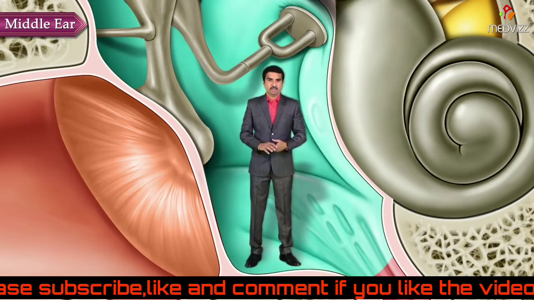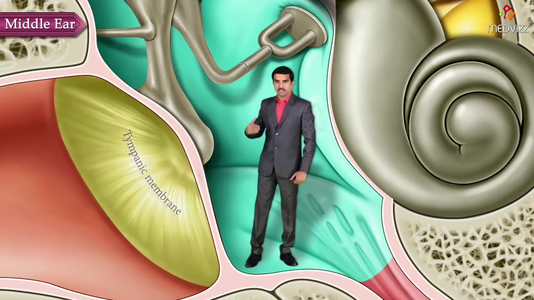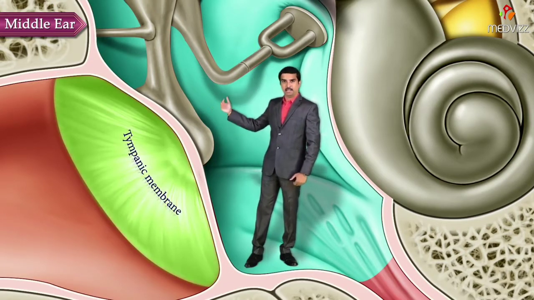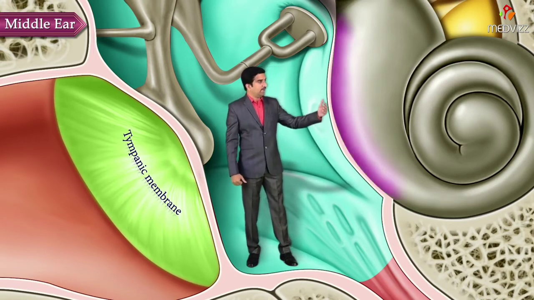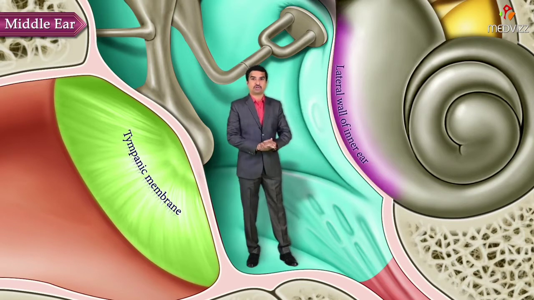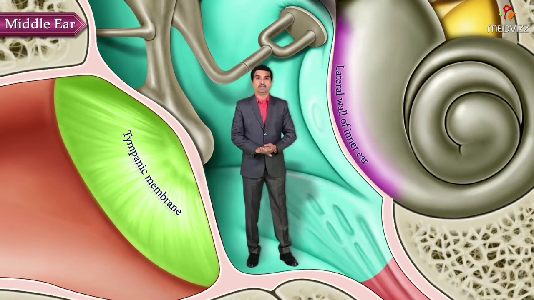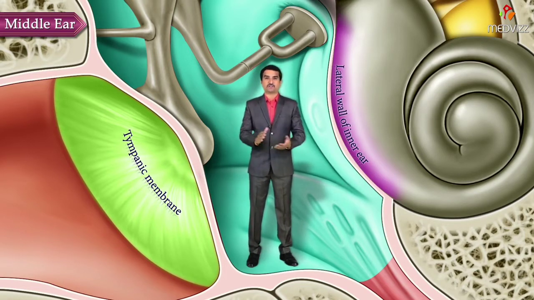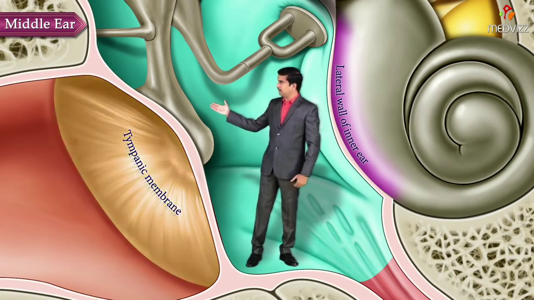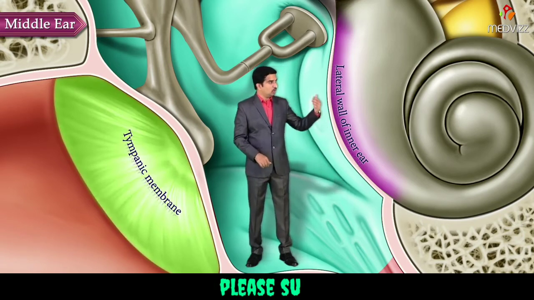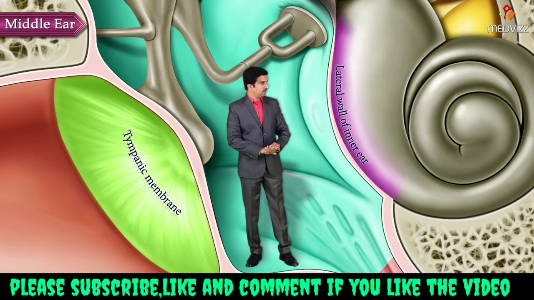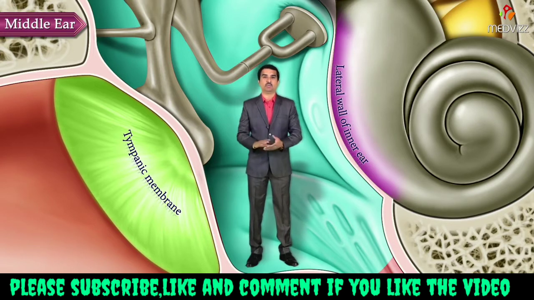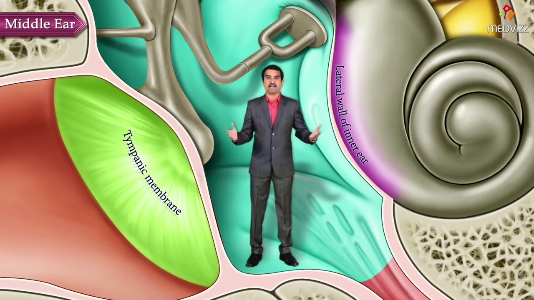So the middle ear actually extends from the tympanic membrane, because the tympanic membrane is the lateral structure of the middle ear, and it extends towards the inner ear, that is, the lateral wall of the inner ear. So what are the extensions of the middle ear, guys? It extends from the tympanic membrane laterally to the lateral wall of the inner ear medially, right? This is where you can see the middle ear cavity, which is called the tympanic cavity.